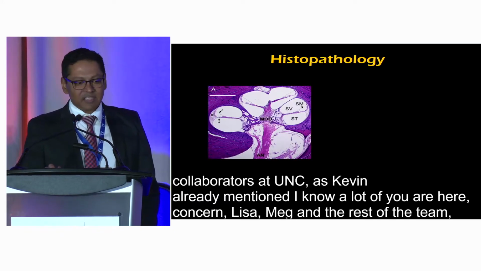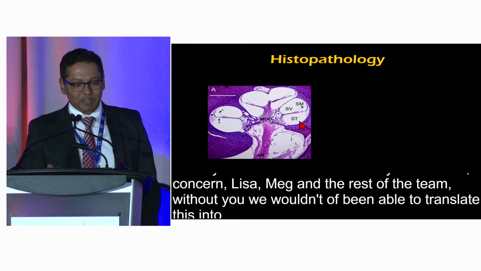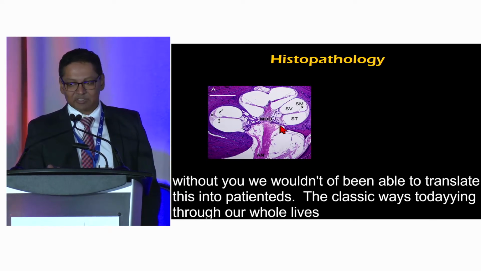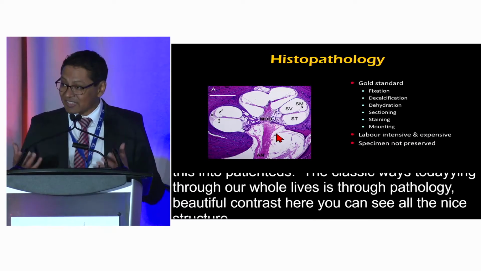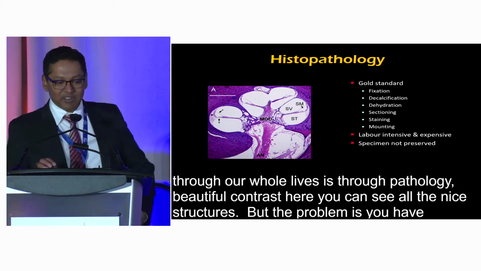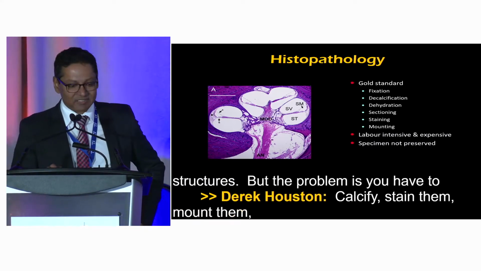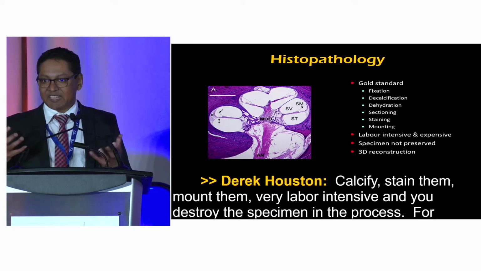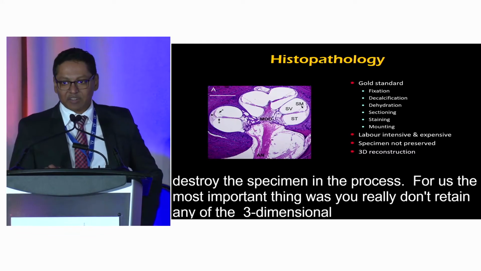So the classic way we've been studying cochlear anatomy our whole careers has been through pathology. And you have beautiful contrast here. You can see all the nice structures. But the problem is that you have to decalcify the sections. You have to section them, stain them, mount them. Very expensive, labor-intensive, and you actually destroy the specimen in the process. For us, the most important thing was you really don't retain any of the three-dimensional anatomy. So you can try to reconstruct the slices, but there's a lot of artifacts when you do that.